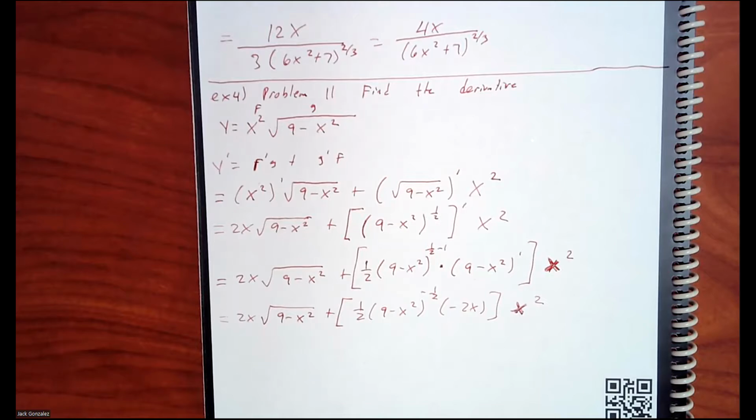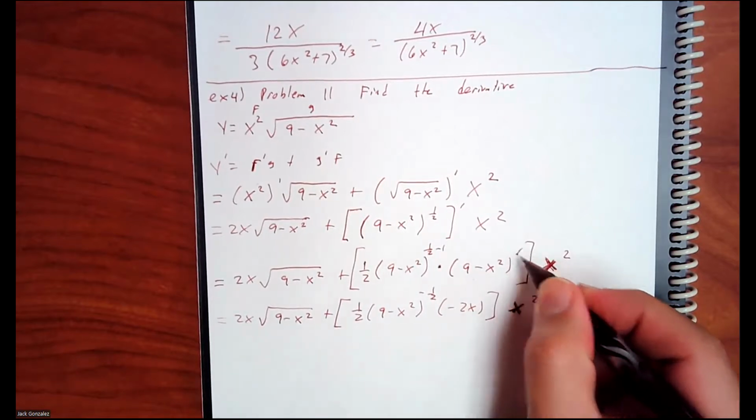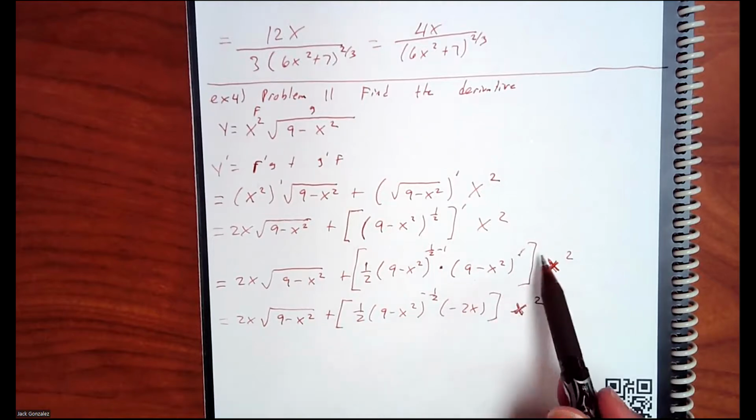Where do we get that second 9 minus x squared? It's the derivative of the inside function, right? Part of the chain rule formula. It's f prime, the outside function, times g prime. So this is saying take the derivative of the inside. So I wrote it again.